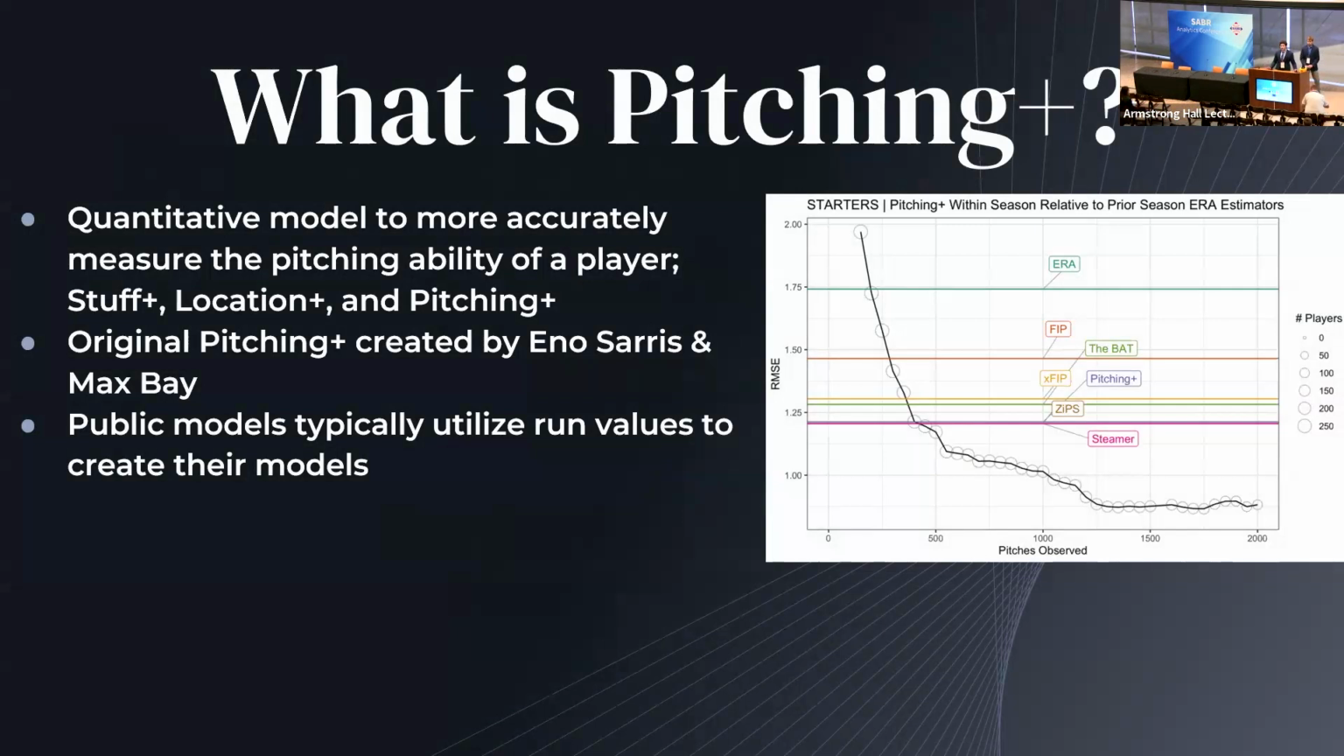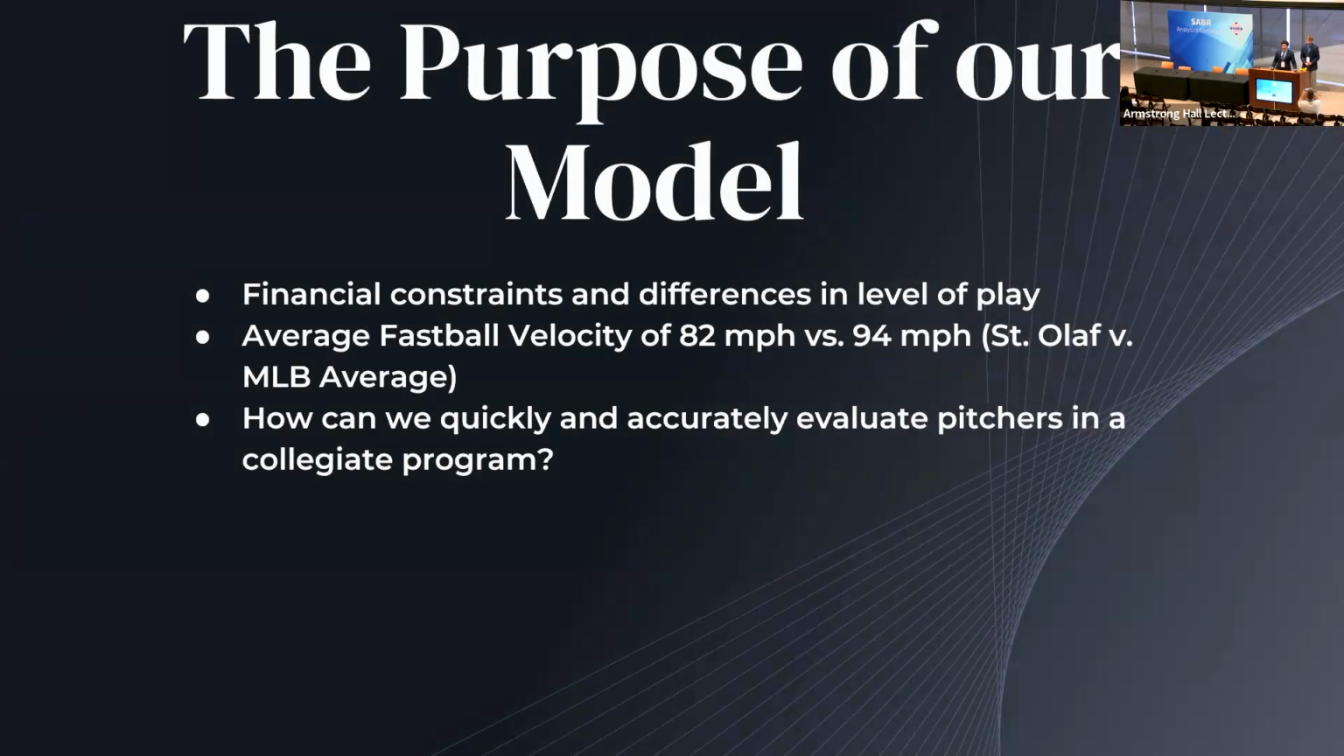Our Pitching Plus version was inspired by Enosaurus and Max Bay. Most public models typically use run values, which brings us to the crux of our issue: at the Division III level, we simply do not have access to run values. We also don't have access to any sort of exit velocity numbers. So from the get-go, we have quite the barrier to overcome. For the purpose of our model, our biggest thing was our financial constraints. As a small Division III college in southern Minnesota, we surprisingly don't have a very big budget.